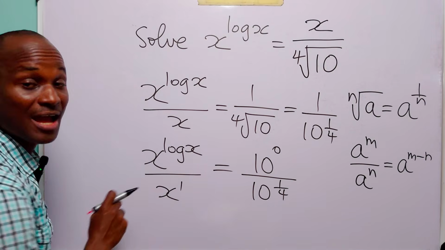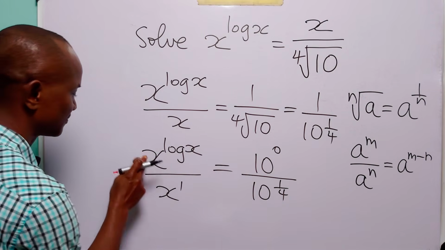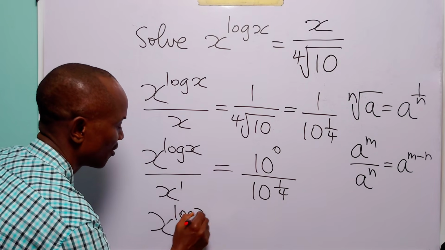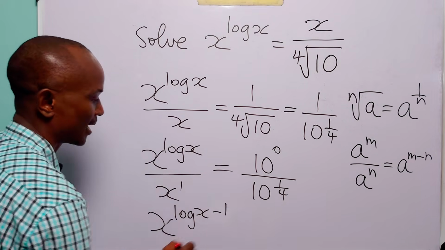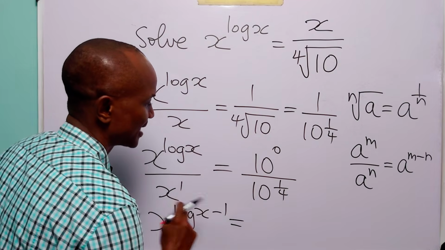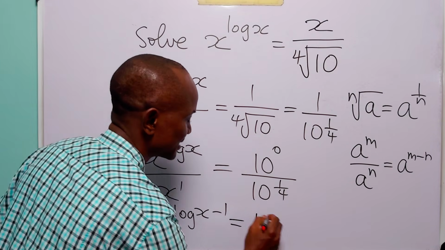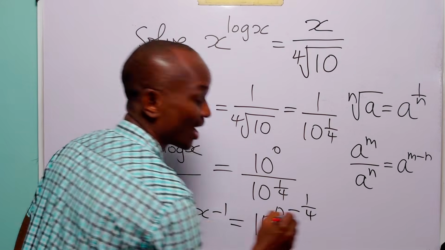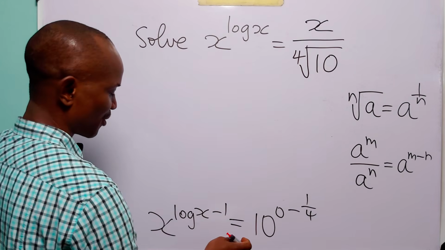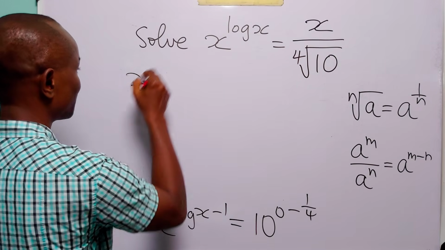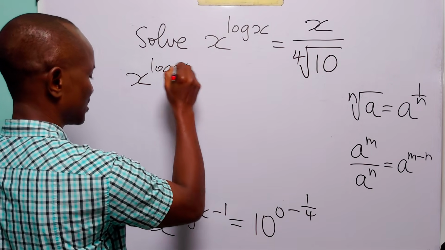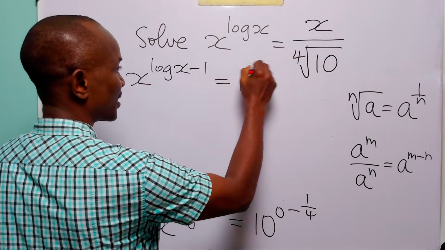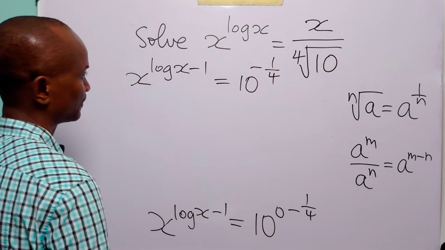So this left-hand side is going to be equal to x to the power log x minus 1. And this right-hand side is going to be equal to 10 to the power 0 minus 1 over 4. So from here we have that x to the power log x minus 1 is equal to 10 to the power minus 1 over 4.